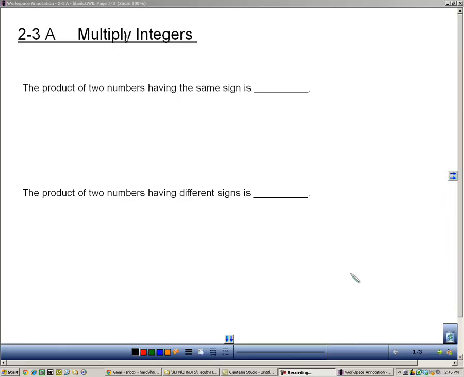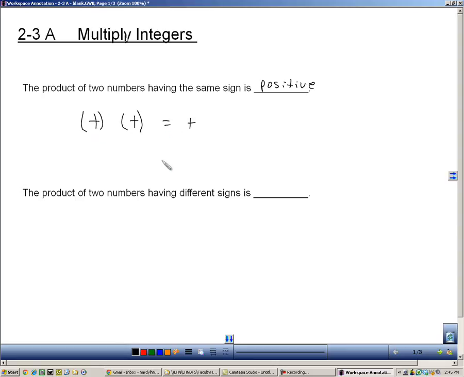Section 2.3a is about multiplying integers. We've got to be careful that we don't confuse the rules for adding and subtracting integers with the rules for multiplying. Here it says the product of two numbers having the same sign is positive. Some people write it this way: positive times a positive is a positive. If you want to put parentheses to show multiplication and an equal sign, you can. Another way of writing that is a negative times a negative is also a positive.